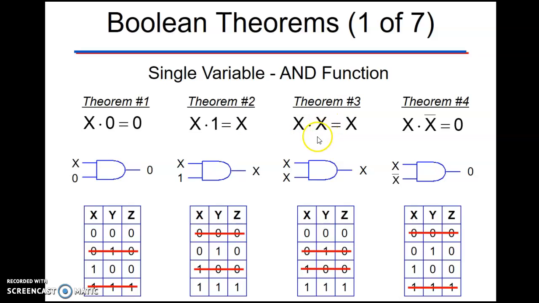If I have x AND x, okay, they're the same value. So if they're zeros, then my output would be 0. If they're ones, then my output would be a 1. The last one is x AND not x. So we know if this is a 1, then this would be a 0. And we know for an AND both of them have to be a 1, so there's no way possible for that to give me a 1. So if we have an x AND a not x, it's equal to the value of 0.